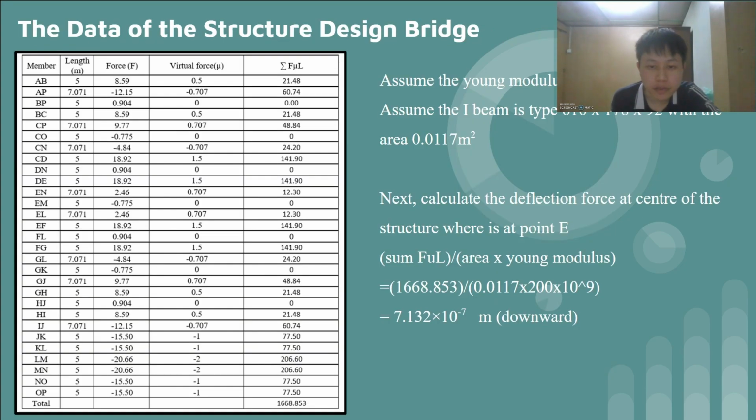This is the data of the structural design of the bridge. We assume the Young's modulus is 200 GPa and the area is 0.0117 square meter. Then we use the formula of sum FUL divided by area times Young's modulus to calculate the deflection, and the answer is 7.132 times 10 to the power of negative 7 meter with assumed downward force.